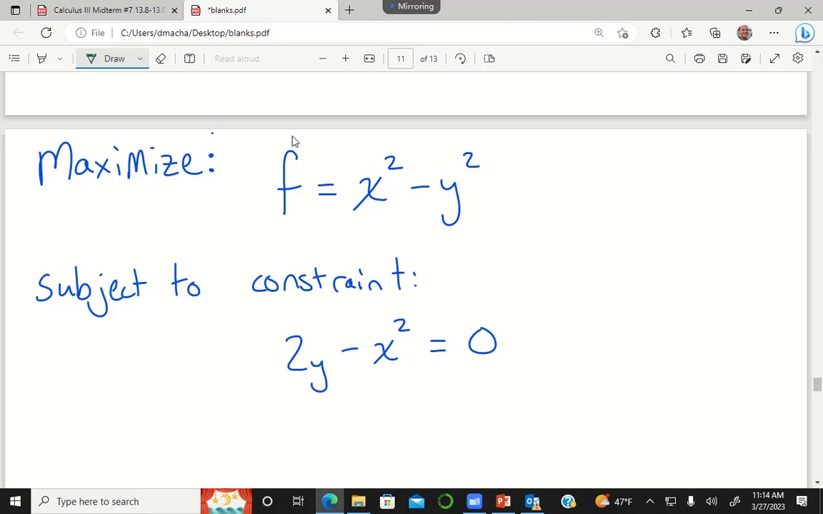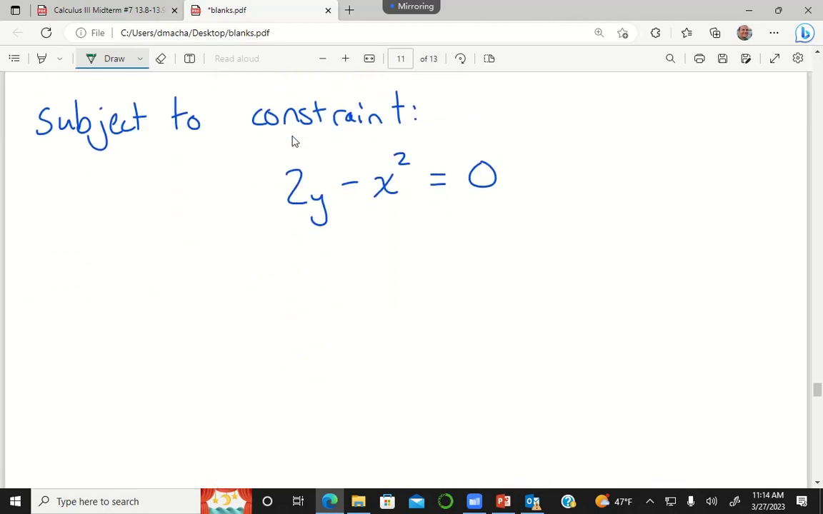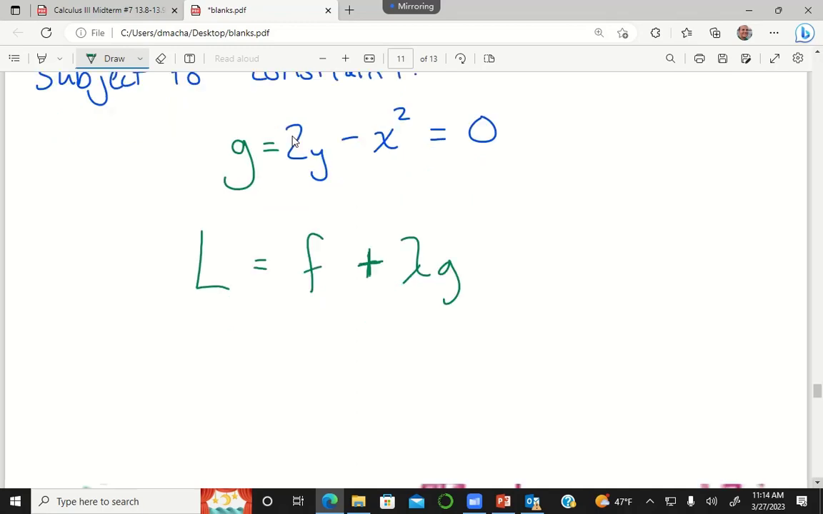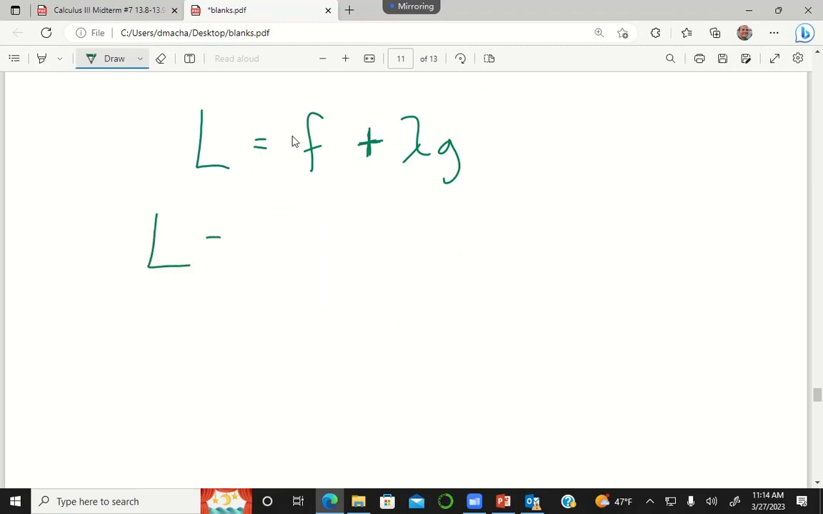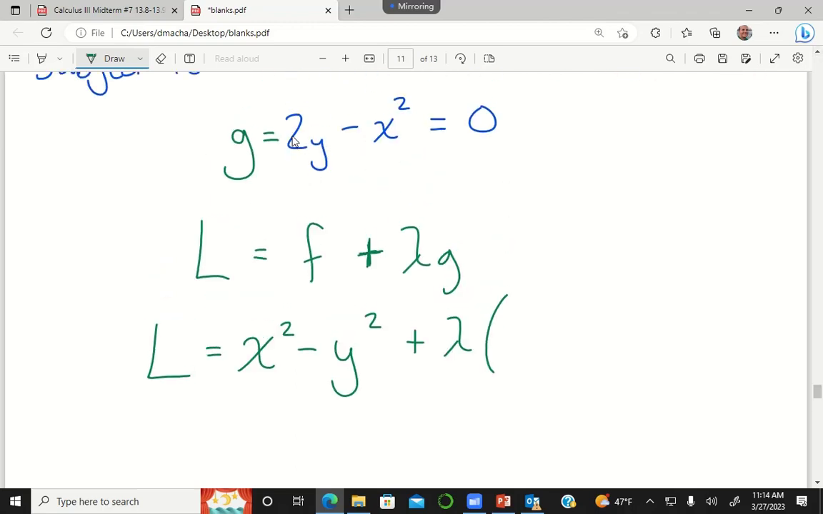So, the Lagrange multipliers method is to say that this expression is g, because it's an expression that has to be equal to 0 to satisfy my constraint. And then I say that the Lagrange function L is equal to f plus lambda g, where lambda is my scalar, my Lagrange multiplier. And that would mean that my Lagrange function is x squared minus y squared plus lambda times 2y minus x squared.